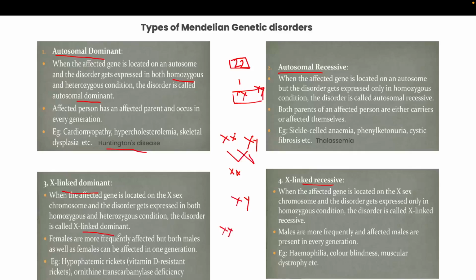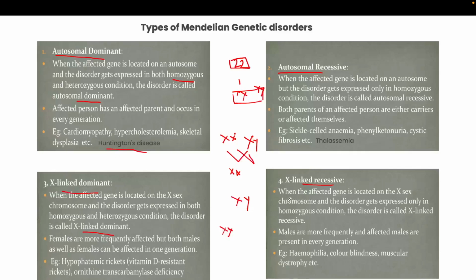Okay, and females are more frequently affected, but both males as well as females can be affected in one generation. Suppose your parent has a homozygous or heterozygous condition, then both males as well as females can be affected, but females will be more affected in comparison to males. Okay, so examples of X-linked dominant are hypophosphatemic rickets, or vitamin D resistant rickets. And ornithine transcarbamylase deficiency also comes under X-linked dominant disorders.